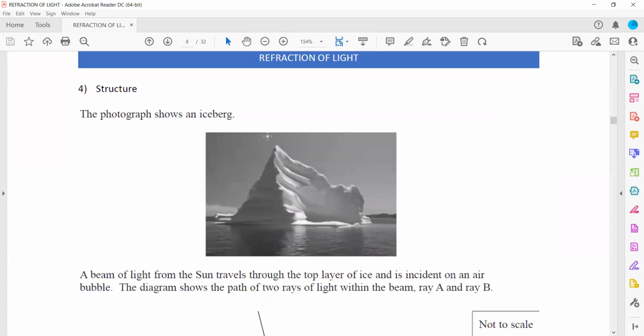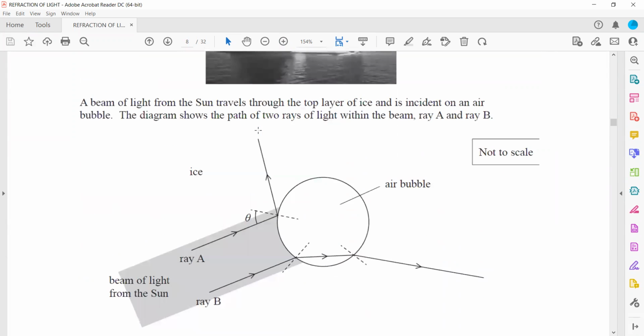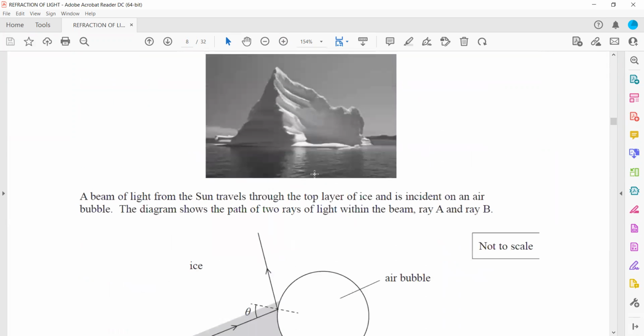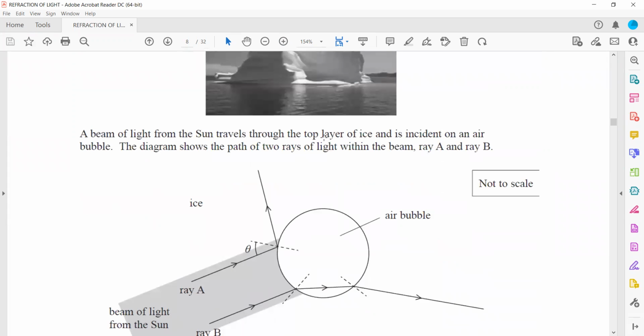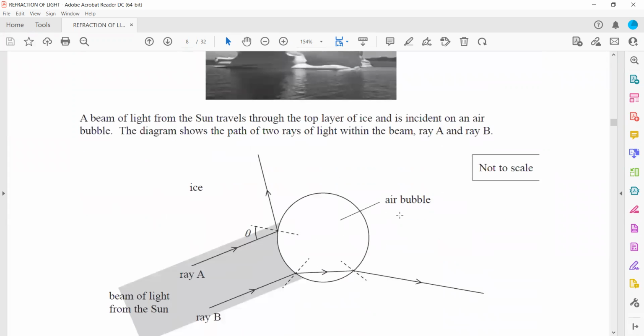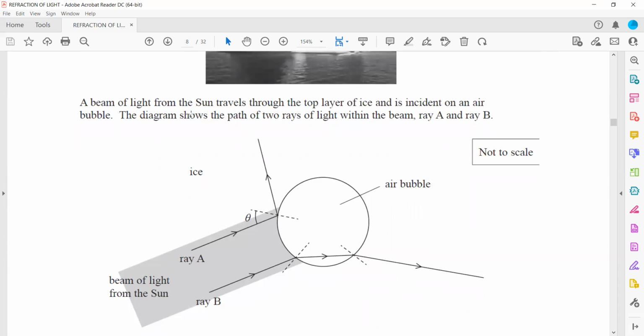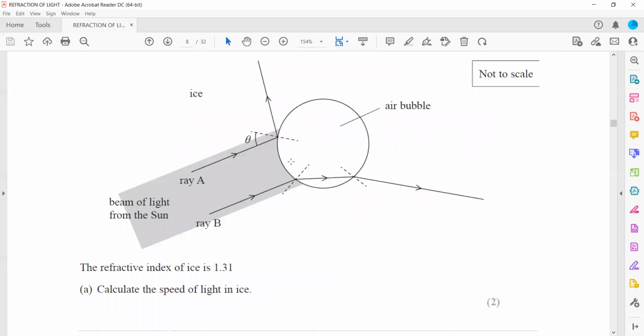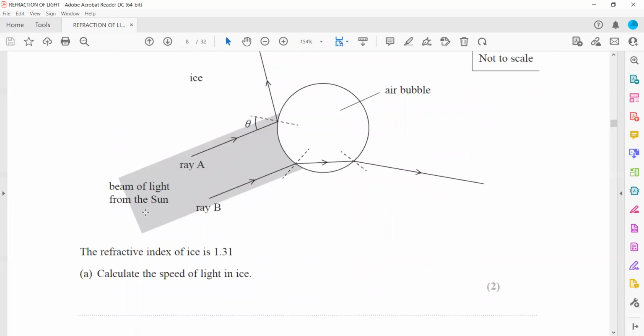In question 4, the photograph shows an iceberg. A beam of light from the sun travels through the top layer of this ice and is incident on an air bubble. The trapped air is there, as you can see. The diagram shows the path of two rays within the beam, ray A and ray B. Diagram is not to scale. The refractive index of the ice is 1.3.